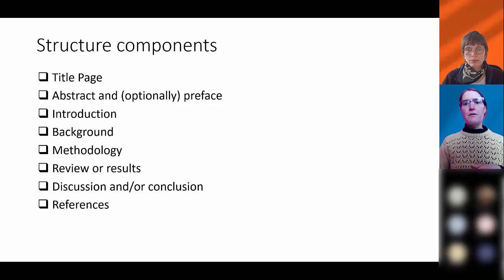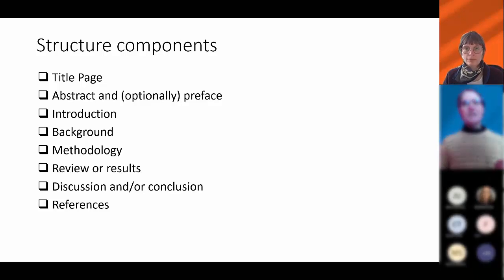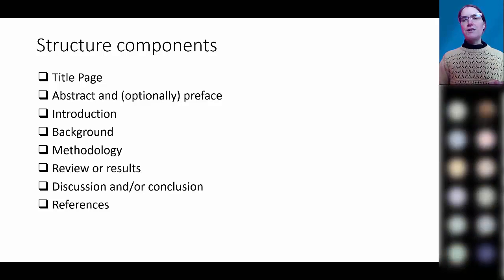You could also get input from a writing coach, or if you have a supervisor because you're working on your thesis, and so on. So here are the components of a typical literature review: a title page, an abstract and possibly a preface, introduction, background, methodology, review or results, discussion and/or conclusion, and references. I won't discuss the title page or the references section, but I'll focus mainly on introduction, review or results, and discussion. And Joanna will jump in to talk to you about methodology.